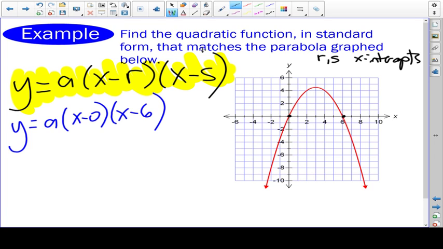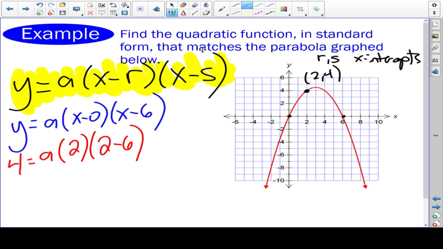What about this one up here? 2, 4. There we go. I like that point right there. X equals 2, y equals 4. So we're going to substitute in 2 for x and 4 for y and solve for a. So 4 for y, looking for a, 2 is x. All I did was substitute in 2 for x and 4 for y.